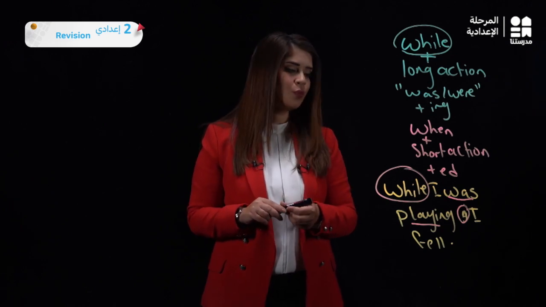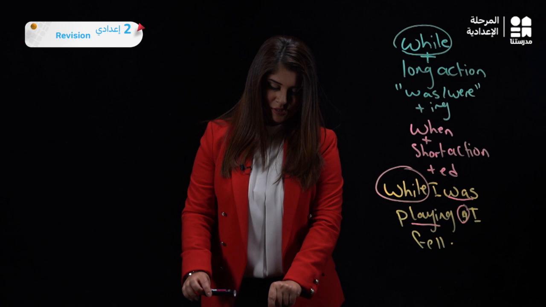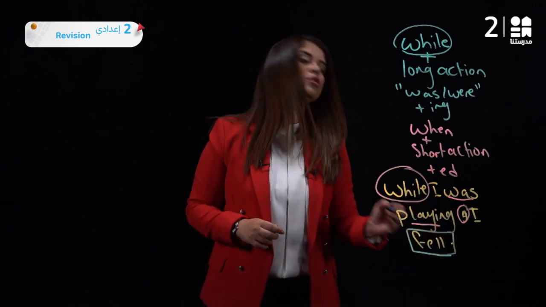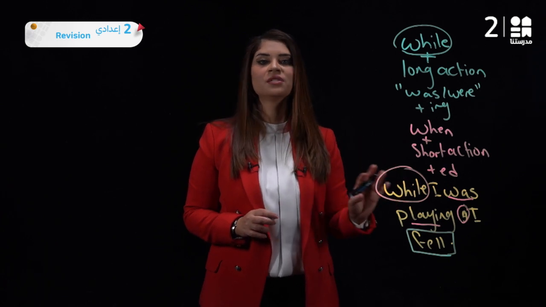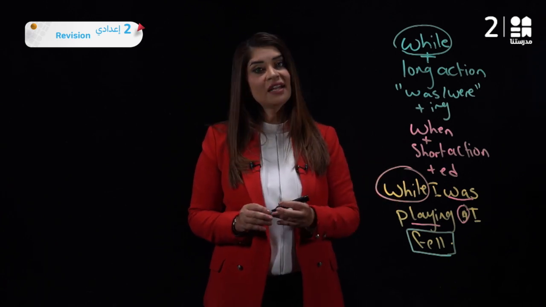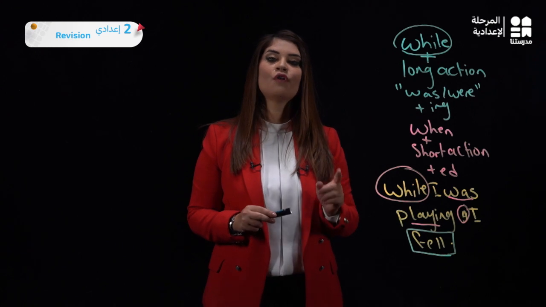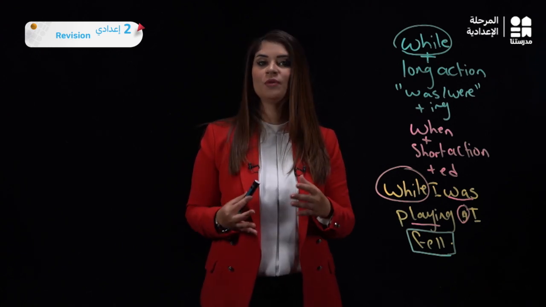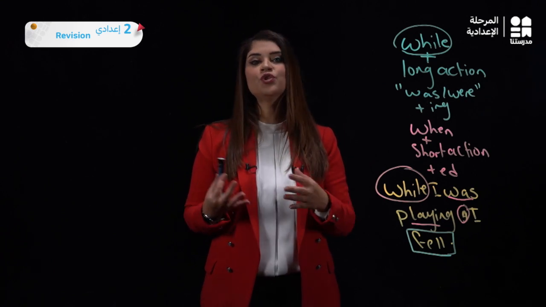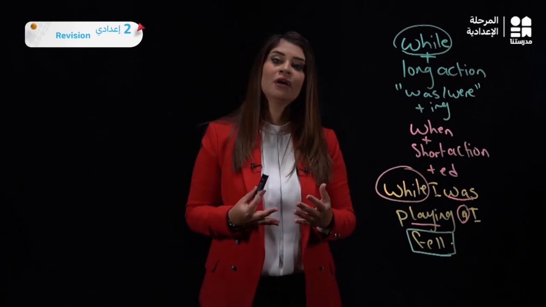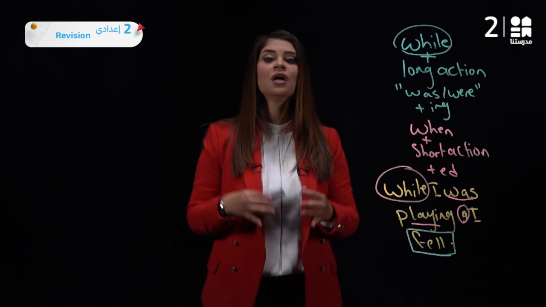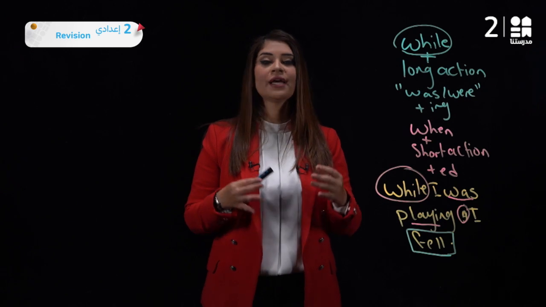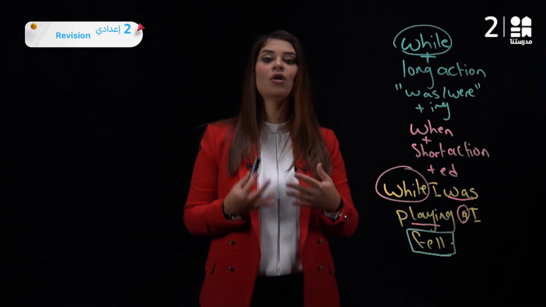Okay, so here for the second action or for the short action, I added past simple tense, fell. Again, fell is the irregular form of the verb fall, يقع. But as I mentioned before, we have some verbs in the past simple tense that need to be totally changed. لازم تتغير كلها علشان تكون في past simple tense. Like go, went, like fall, fell, like lose, lost, like swim, swam. So we have a lot, okay?